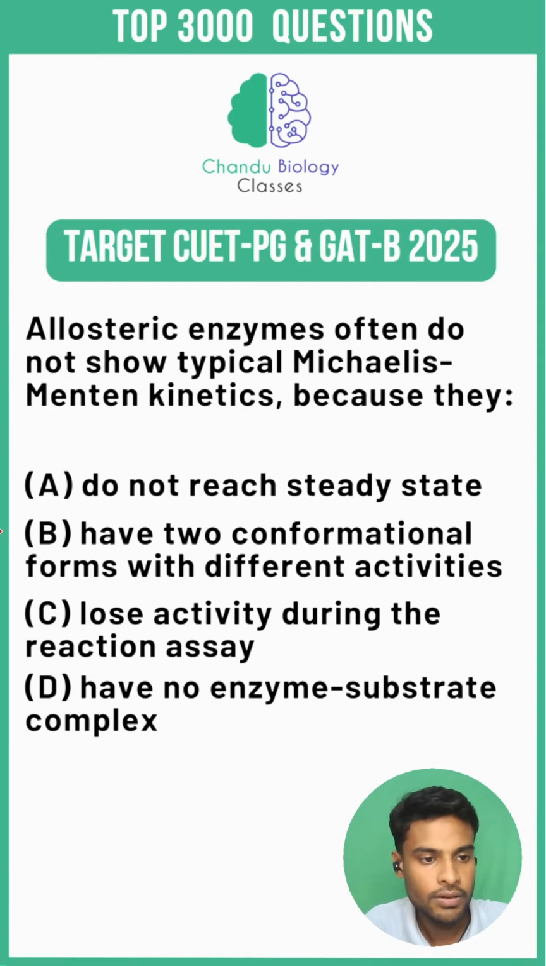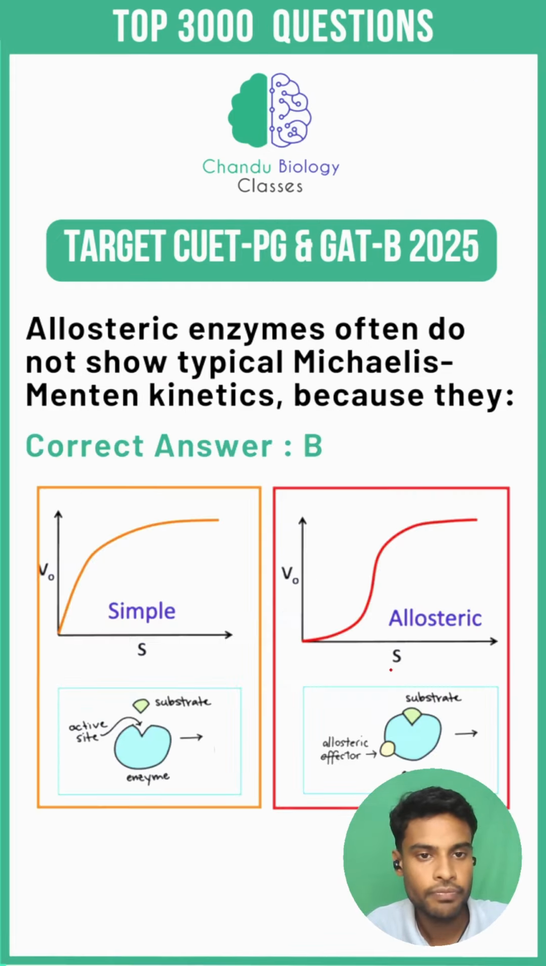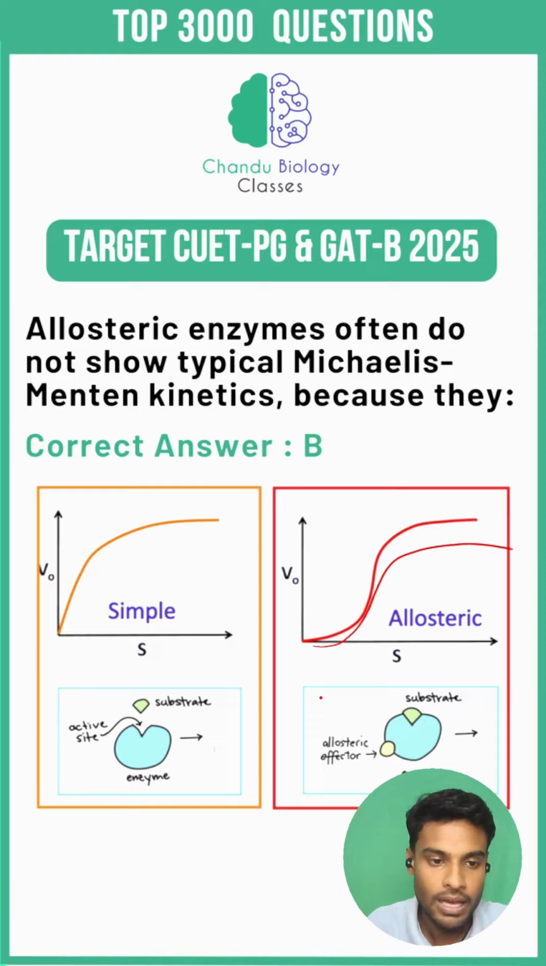So the correct answer would be option B. Allosteric enzymes often have multiple conformational states, typically an active form and an inactive or less active form. The binding of substrate or allosteric effectors can shift the equilibrium between these two conformations, leading to non-Michaelis-Menten kinetics. This results in the sigmoidal kinetics often observed in allosteric enzymes, rather than the hyperbolic curve predicted by the Michaelis-Menten model.